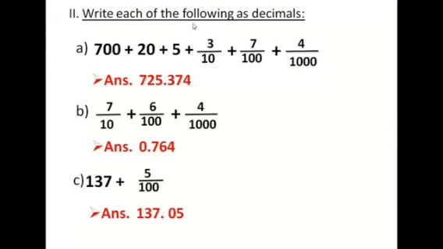Second main, write each of the following as decimals. So question number A, the answer is 725.374. B, the answer is 0.764. C, the answer is 137.05. Here I have written the answers directly. I hope you all have placed the digits in the place value chart and then got the answer.